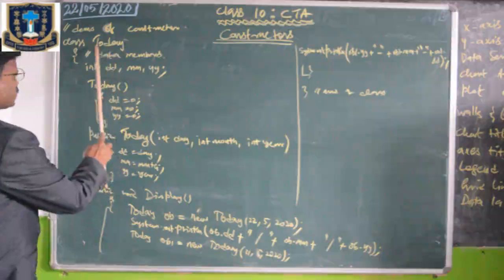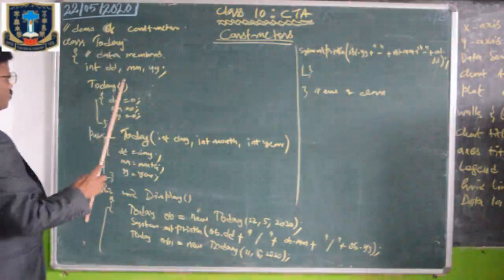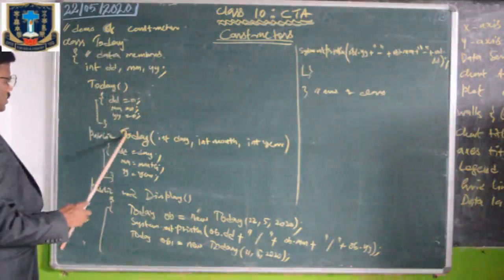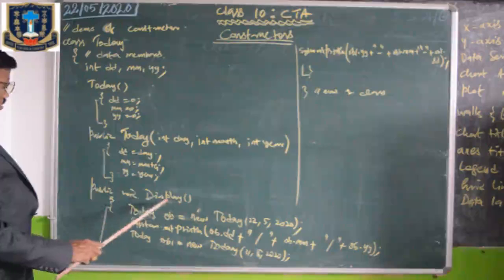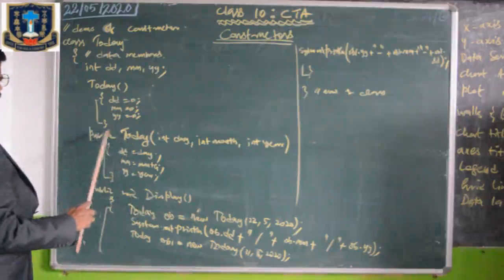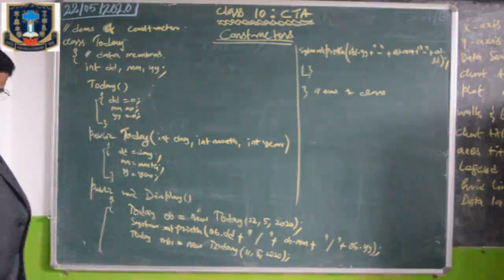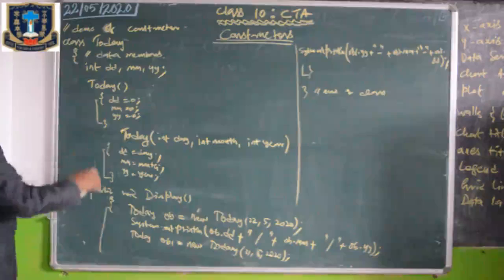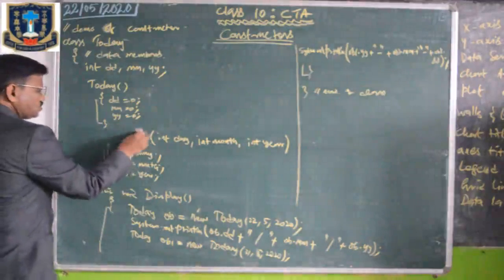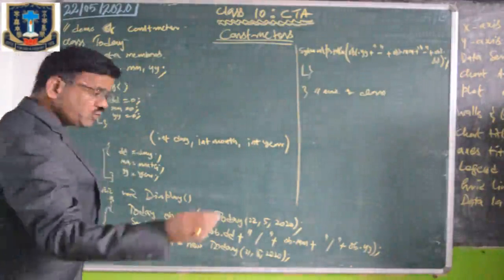What is the class name? Today. What is the method name? Today. Display. Public void display. Public today. Even the public is also not required. You can take it away. Straight away you can write today only. Not even void.